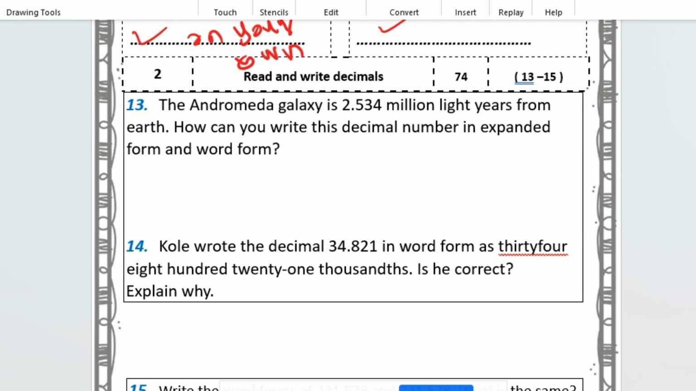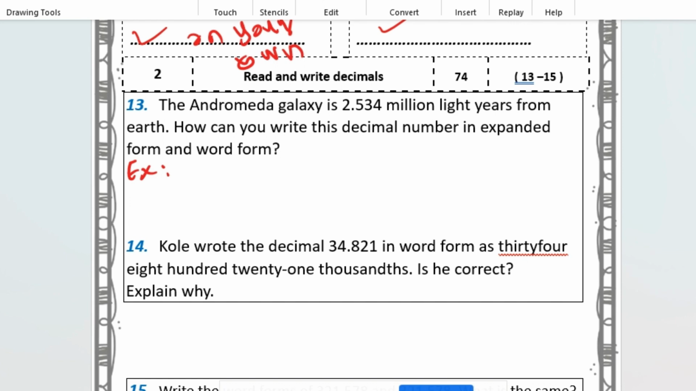Question 13 says the Andromeda galaxy is 2.534 million light years from Earth. How can you write this decimal number in expanded form and word form? So this is basically the same as the previous question. In expanded form, I'm just going to put ex, short for expanded.